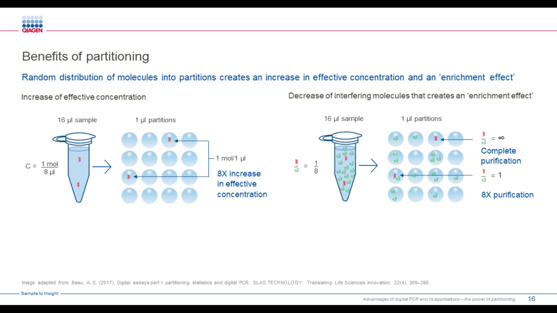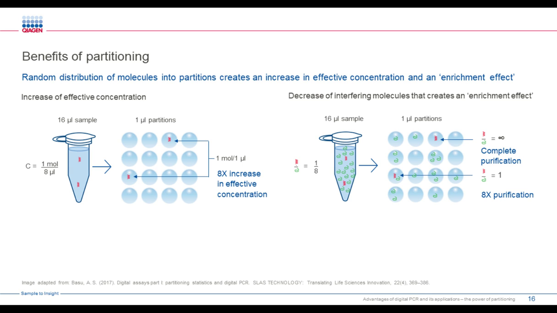But since we're doing this partitioning, all these competitive molecules, inhibitors, and anything that can interrupt us from amplifying our target will randomly distribute. So let's say we have 1 in 1,000 or 1 in 2,000 of a mutant compared to wild type. In this bulk sample, you will never find it.